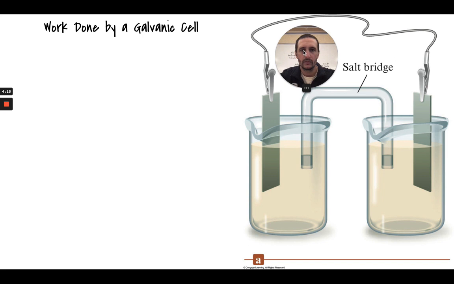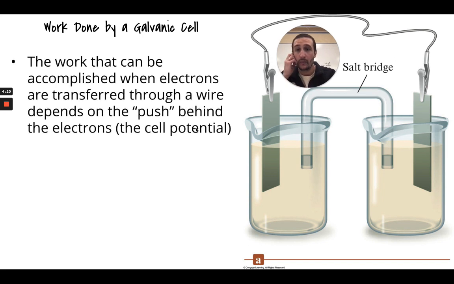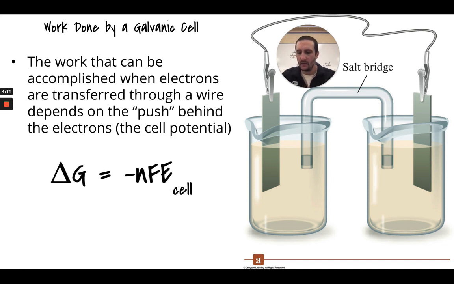So the work done by a galvanic cell. We already mentioned this, but work can be accomplished when electrons are transferred through a wire, and it depends on that push-pull idea behind the electrons. That's the cell potential. This equation is on your AP reference sheet, and this equates Gibbs free energy to that cell potential.